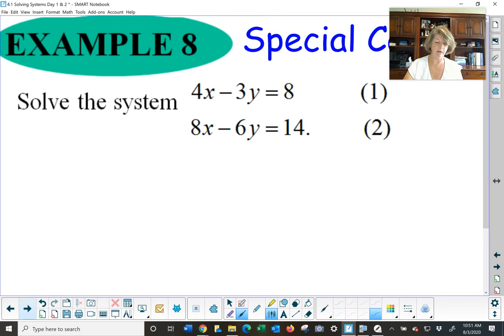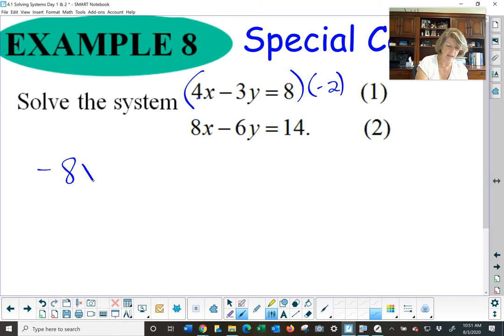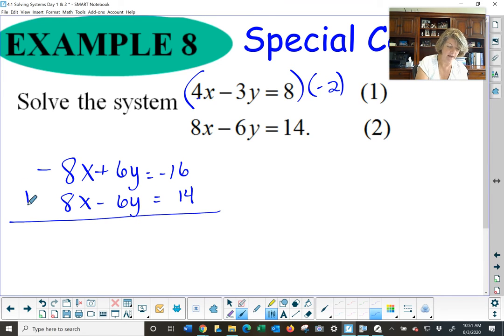All right, example 8, another special case. I'm thinking let's multiply the first equation by -2, okay? And then no modifications on the second equation. That'll produce a -8 on top with a +8 down below, and they'll eliminate. So I'm going to get -8x plus 6y equals -16. Copy second equation. Let's add them together. 0, 0.